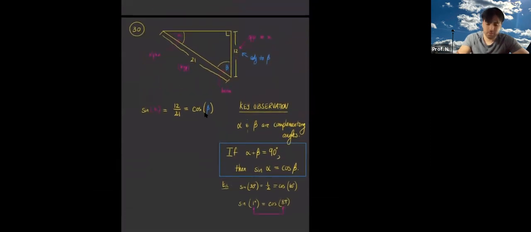So that's the first one. Part A is sine of alpha and cosine of beta. They're equal. They're the same. And I think your numbers might be the same, right? And so then we can reduce this to what? Divide both by 3 and I get 4 over 7. That's my final answer.